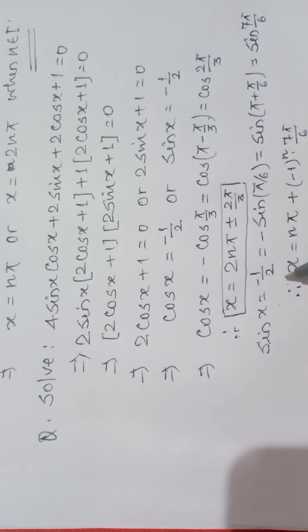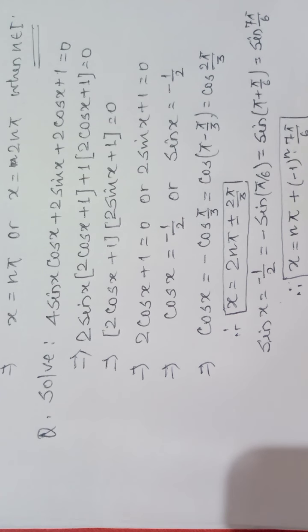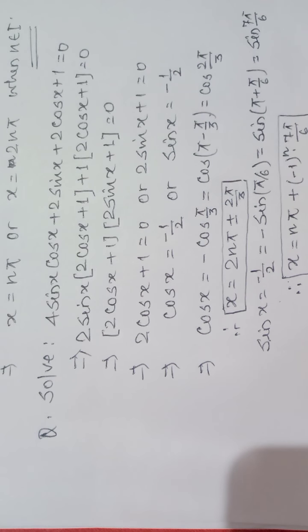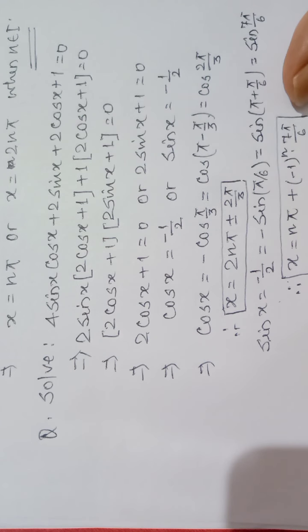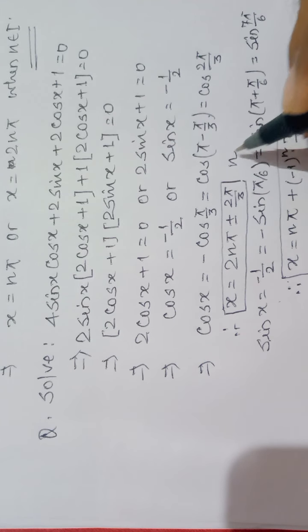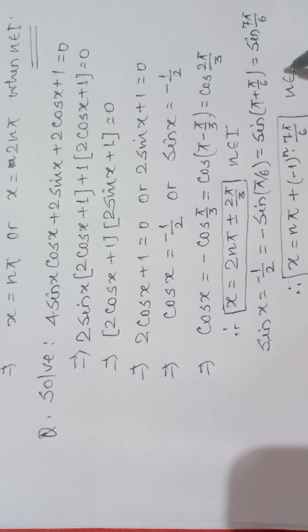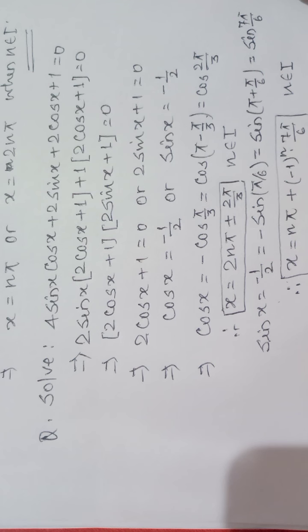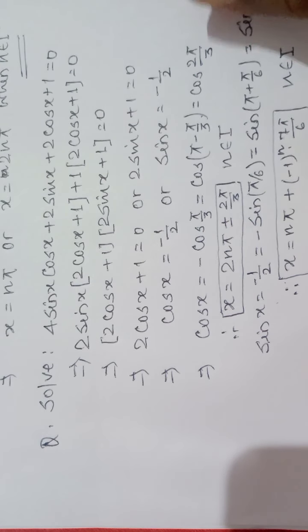These all formulas, all identities have been derived in the earlier problems. So these are the solutions. Here you may write for all n belongs to integer. Similarly, you write n belongs to integer. In this way, we solve the problems. Now write down the next question.